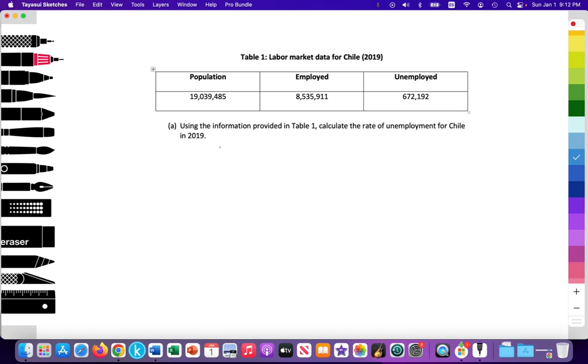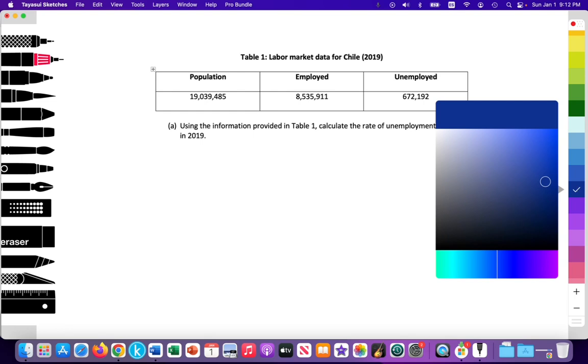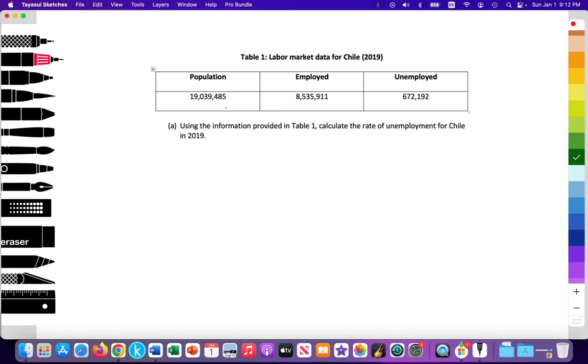So you can pause the video and calculate this and see if your workings correspond with mine. So go ahead and pause the video now. Okay, so now that you've unpaused, let's take a look at your work. One unfortunate mistake that students make is they assume that the total population is the labor force, which is incorrect.